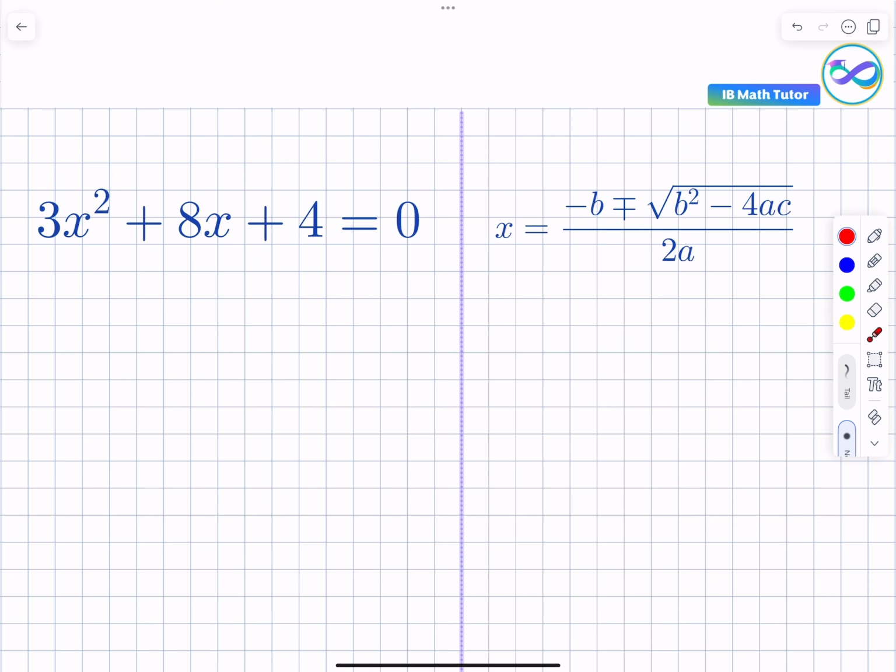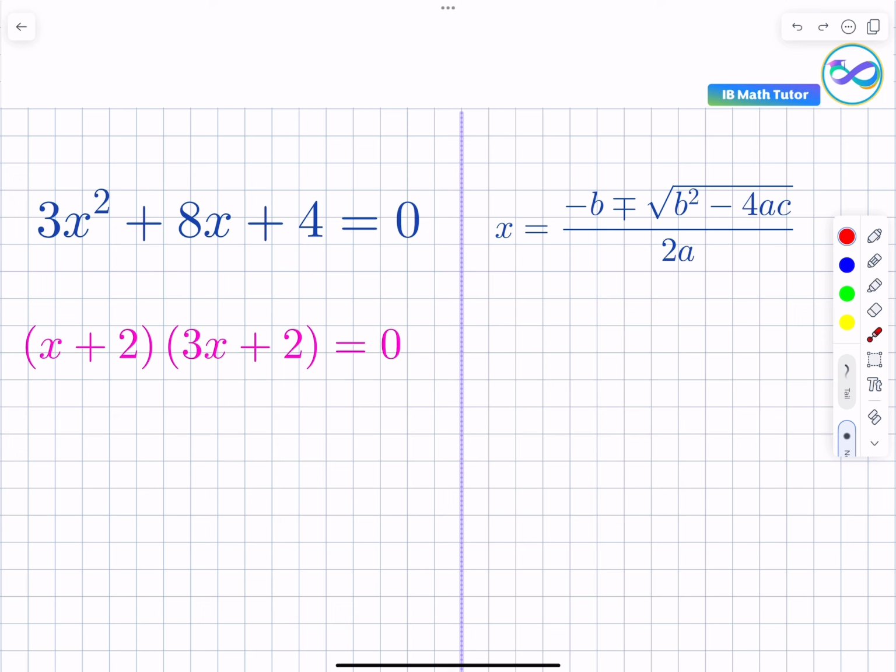Hello everyone! In this video we're going to learn a quick method or a shortcut to solve some quadratic equations. But now, before we learn the method, here we have a quadratic equation. If we factorize this quadratic as we learned in the previous video, we would have x plus 2 multiplied by 3x plus 2 equals 0.